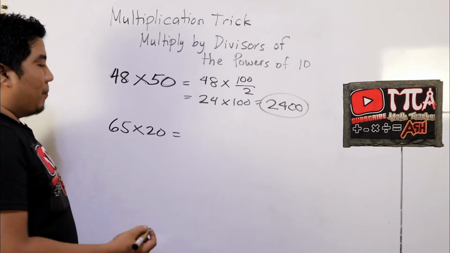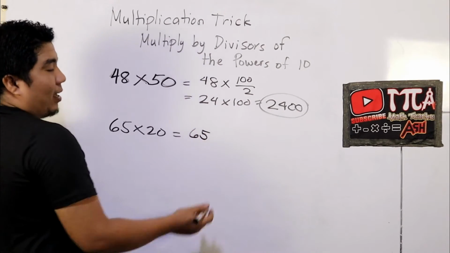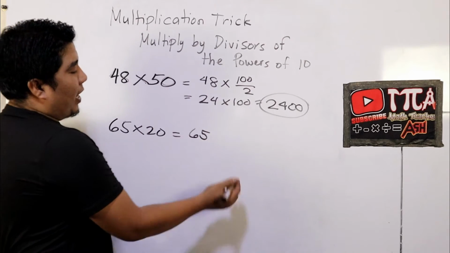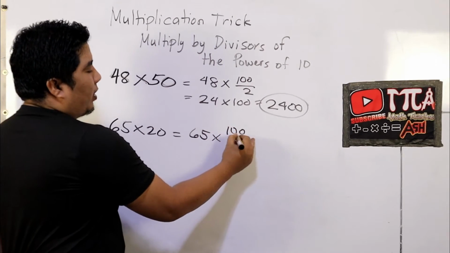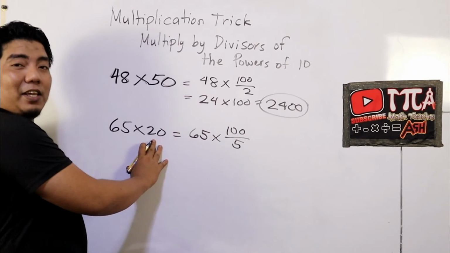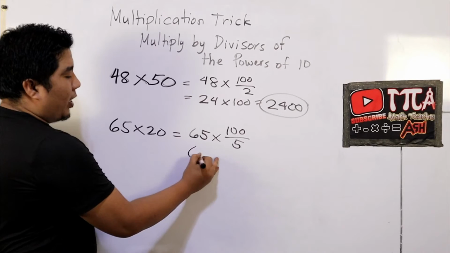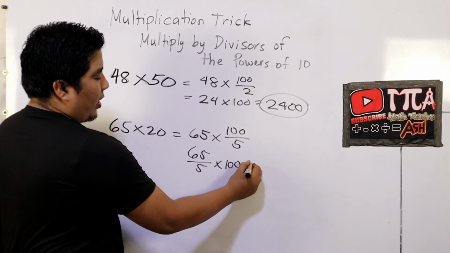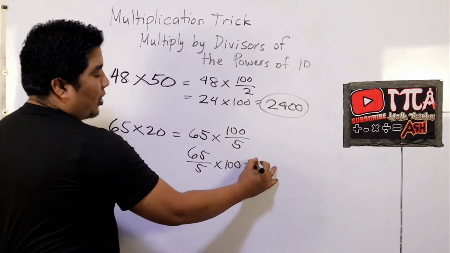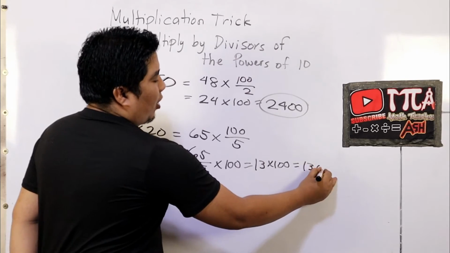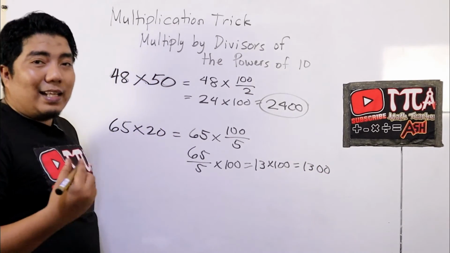65 times 20. So, 20 is still a result from the division of the powers of 10. And that is basically 100 over 5, right? Okay. So, 100 over 5, that is 20. Now, what you can do is, you can transfer the 5 here. Okay. And 65 divided by 5, that is 13. 13 times 100, and you will have a final answer of 1,300.